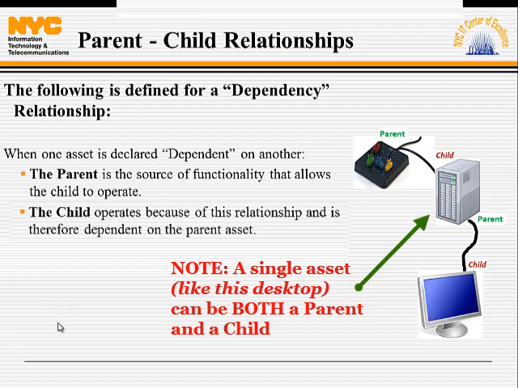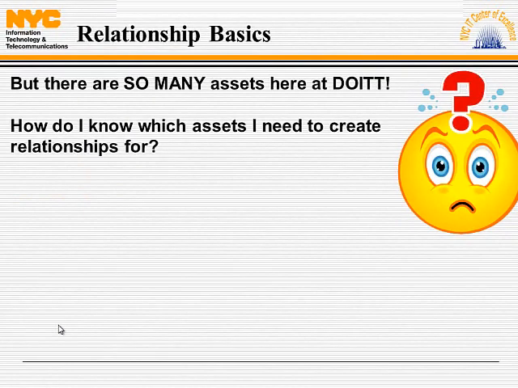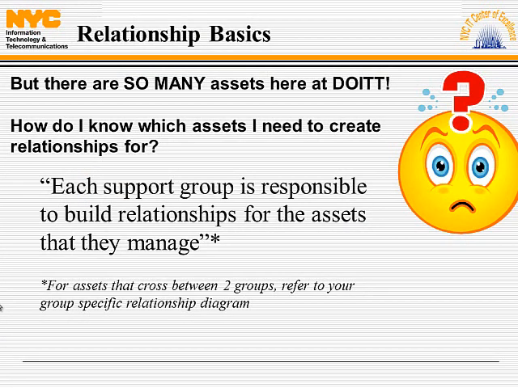All right. So continuing with the basics, there are so many assets here at DoIT. How do I know which assets I need to create relationships for? Well, each support group is responsible to build relationships for the assets that they manage. So there's a little bit of a gray area in this kind of rule of thumb here. Certain assets cross between two groups. So in order to help with this, the Remedy admin team has come up with group-specific relationship diagrams. And we're going to show a sample one at the end of this tutorial. And those diagrams will show, for that fuzzy area where assets kind of cross in between groups, you can refer to that diagram to help realize which assets your group is responsible for.